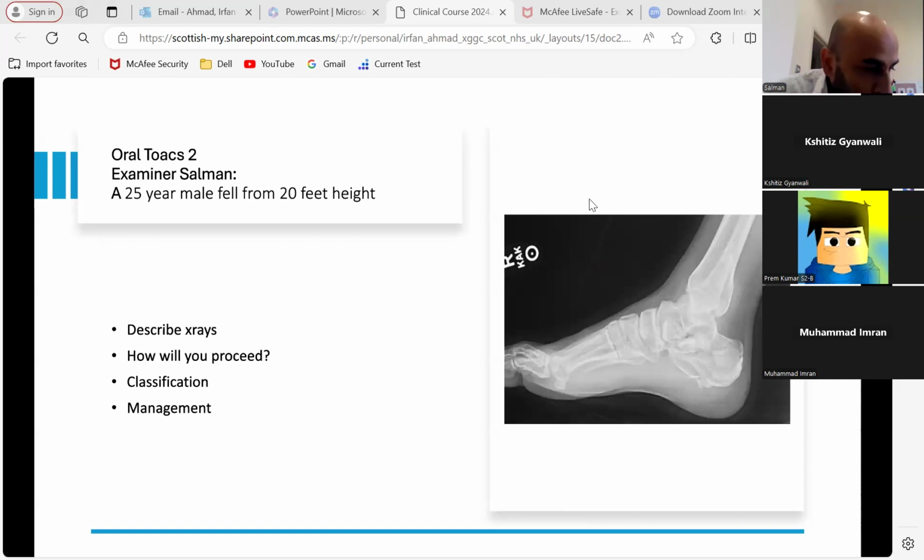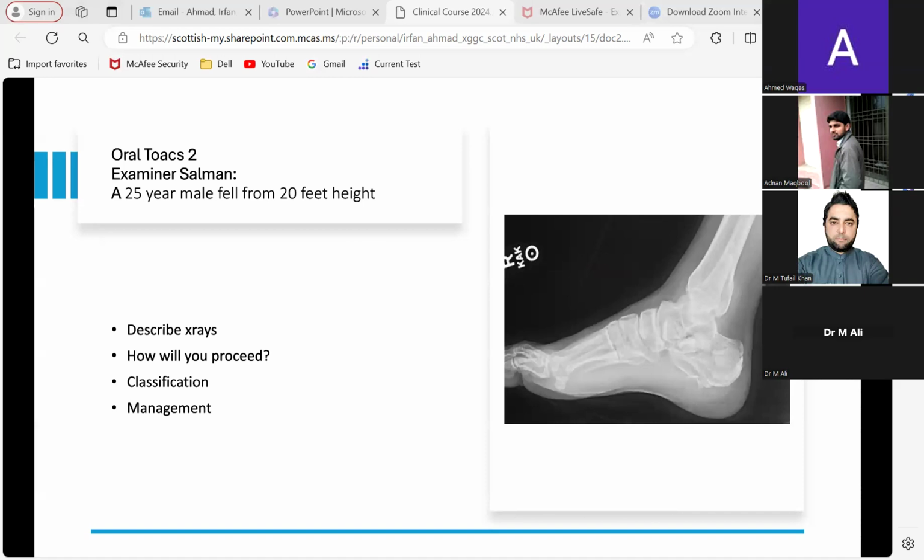Very good. So if this patient has come to you in ED, how will you proceed? First, I'll go with the ATLS protocol and I'll stabilize the patient. Okay, primary survey you have done, and the patient is stable, everything is fine. Just tell me what are the things you will look for and what other investigations you will order for this patient.